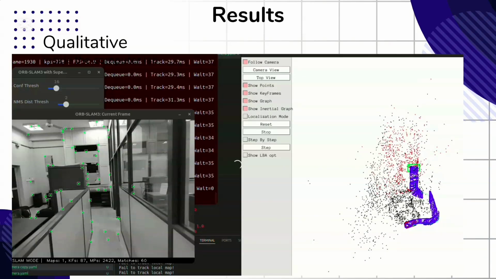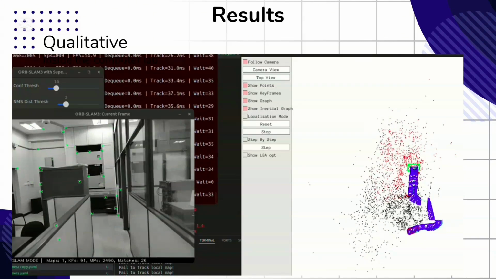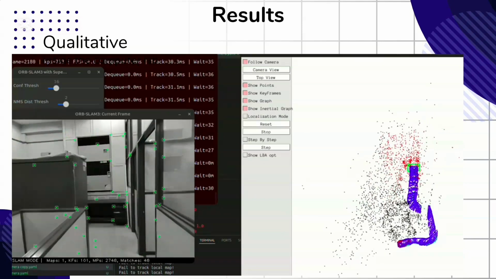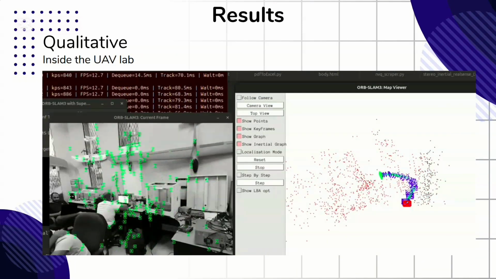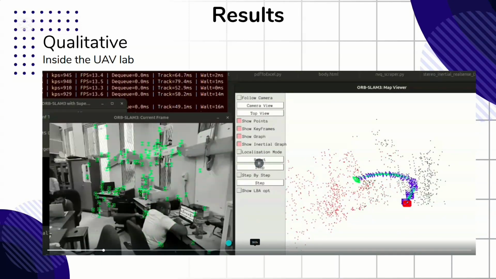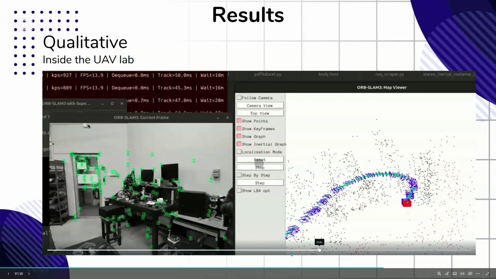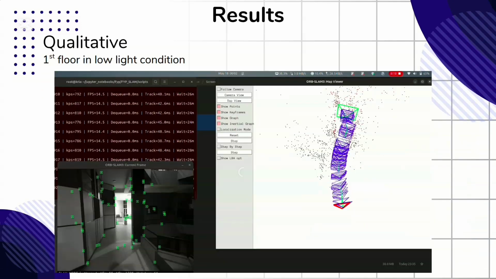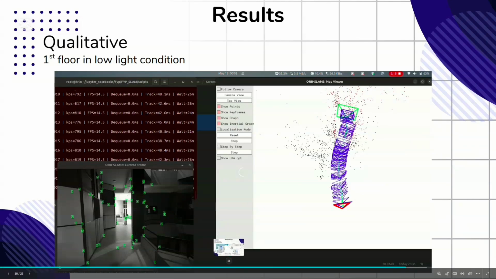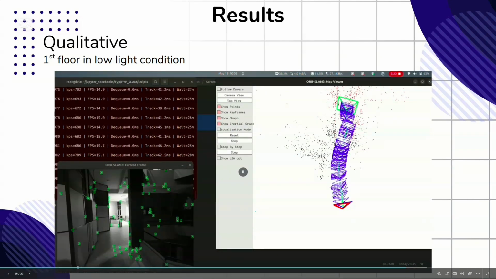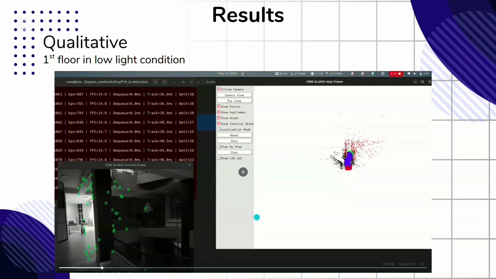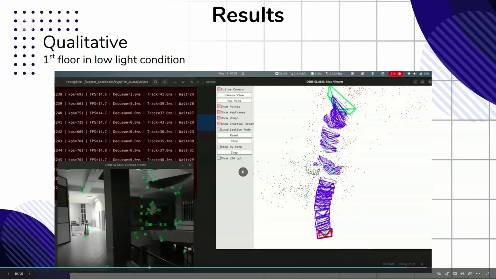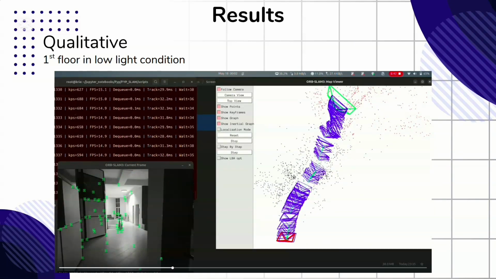These are some results we have taken in our computer lab. You can see this is a 2x version of the evaluation we have done in the UAV lab. These are the results we have taken at night. At night, this system performs moderately and sometimes loses its track, but with ORB-SLAM3's robust SLAM system, it relocalizes itself after some time.